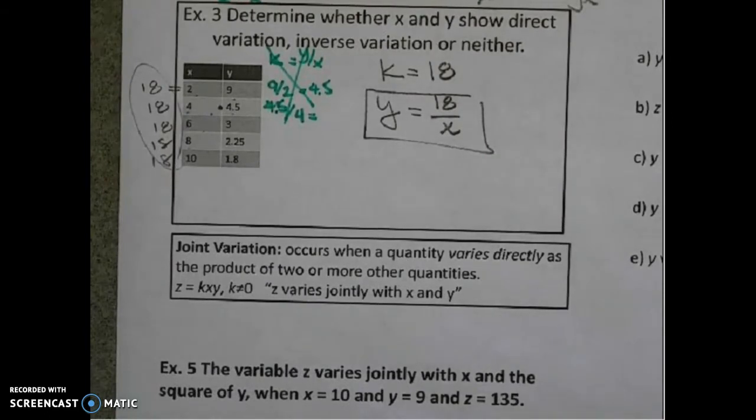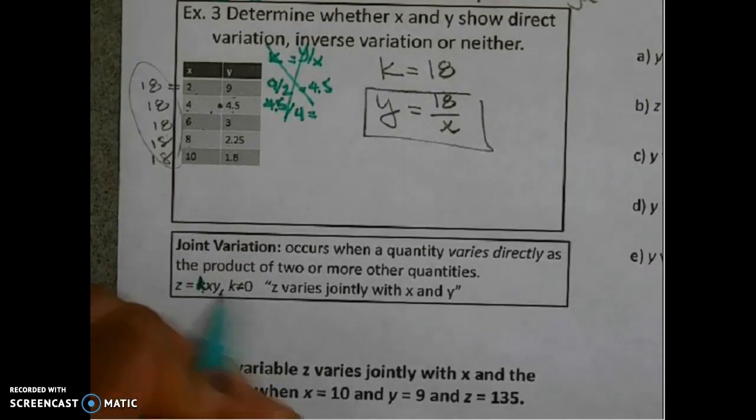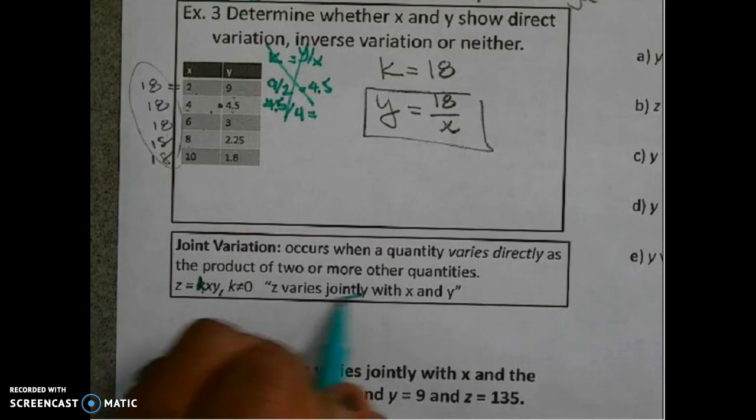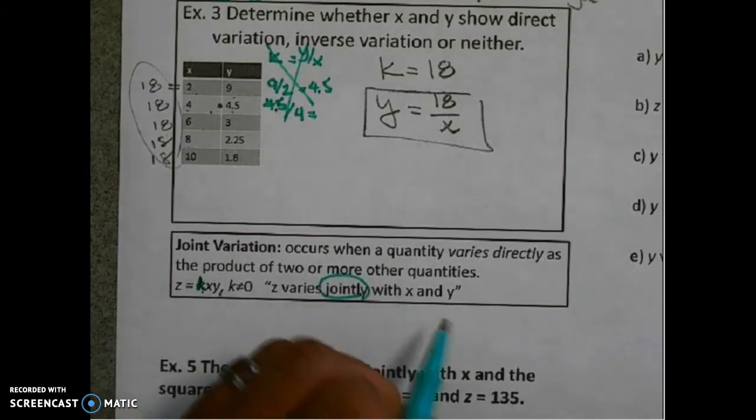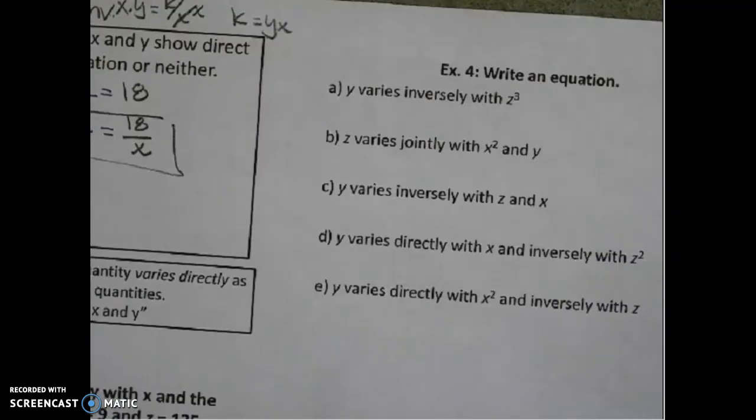Joint variation occurs when a quantity varies directly as the product of two or more other quantities. So we would say this as z equals k, same constant of variation that we're dealing with here, times xy. Z varies jointly with x and y. All right, let's do some of these just for the fun of it.